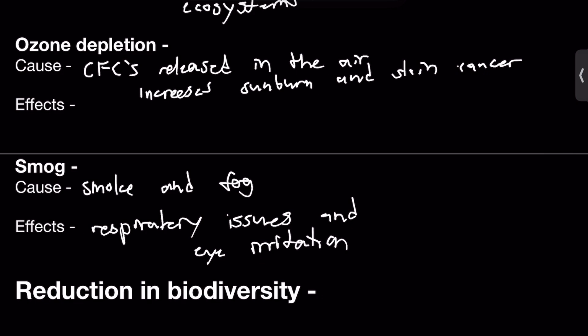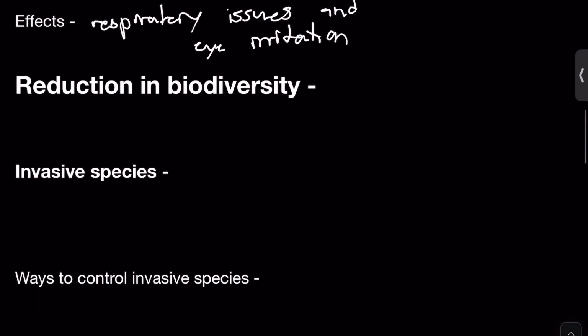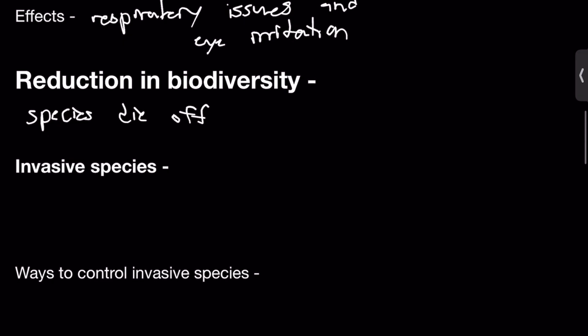Next, we're going to look at reductions in biodiversity. So what is a reduction in biodiversity? This is just when species die off. When species are dying, that's a decrease in biodiversity. So species dying is a form of decreasing biodiversity, and the impact of decreasing biodiversity is that it decreases stability. So stability of the entire ecosystem is thrown off.